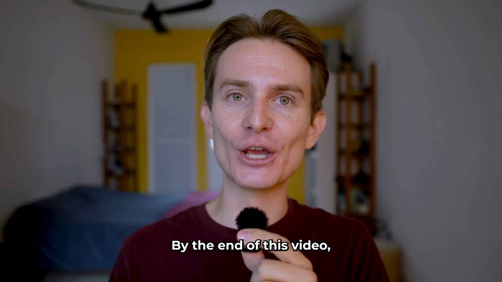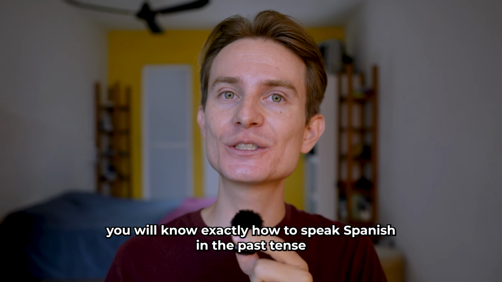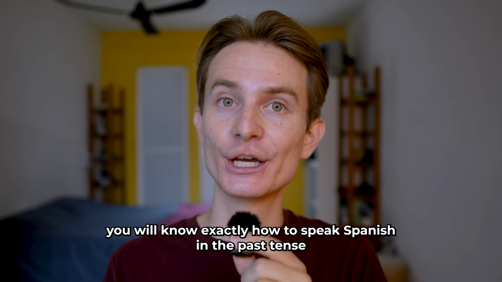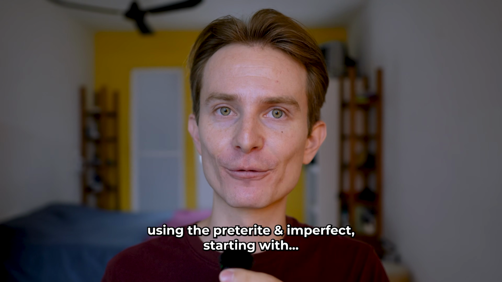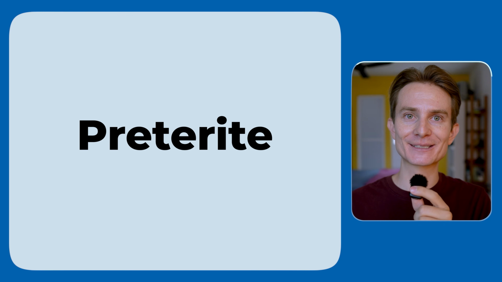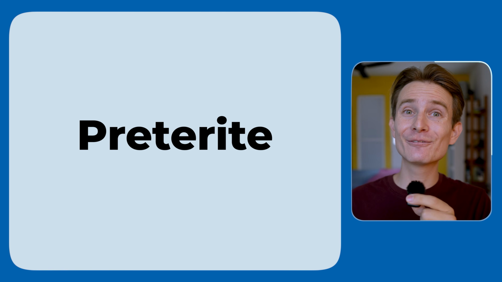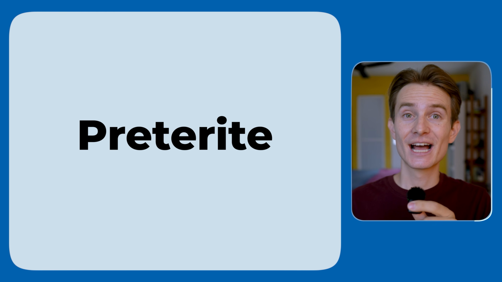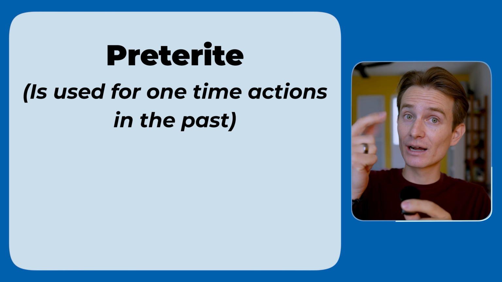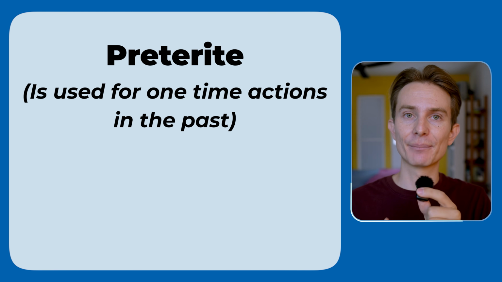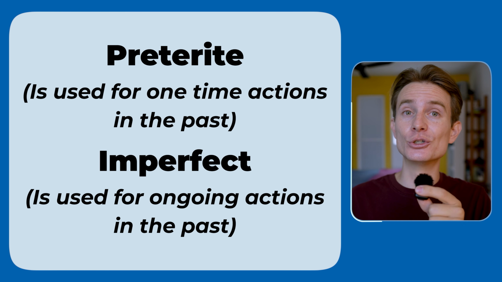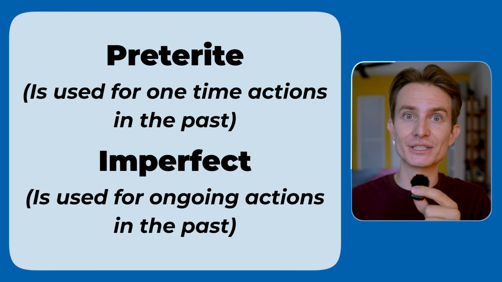By the end of this video, you will know exactly how to speak Spanish in the past tense using the preterite and imperfect, starting with the preterite. If you're going to remember one thing from this video, let it be this. The preterite is used for one-time actions in the past. The imperfect is used for ongoing actions in the past.